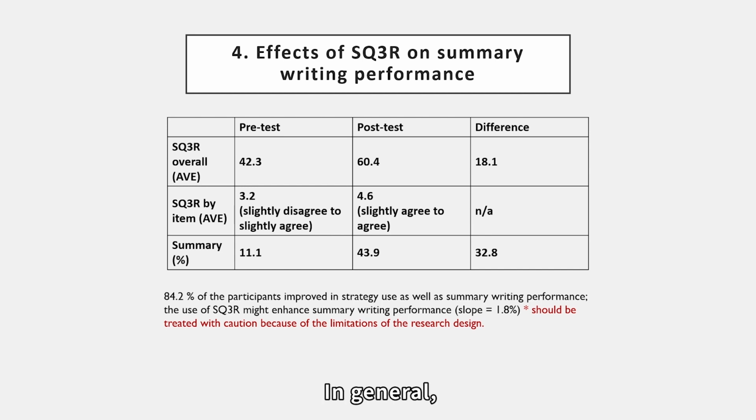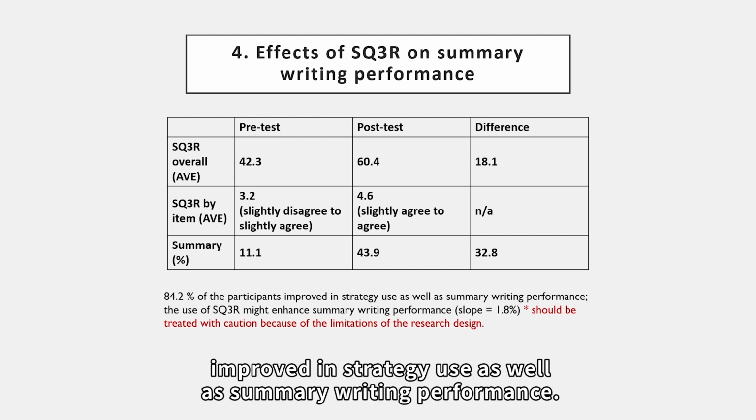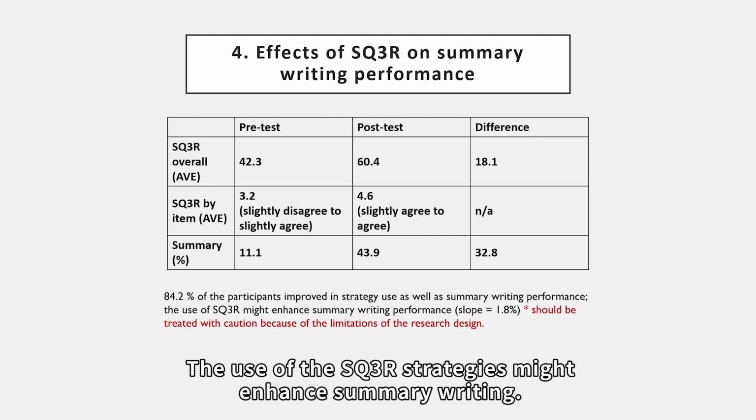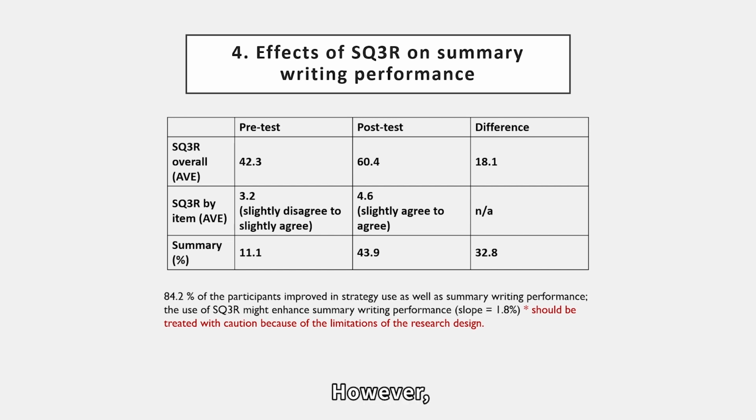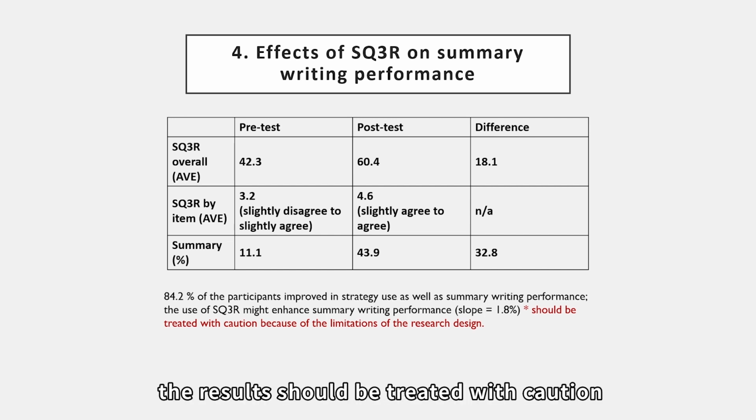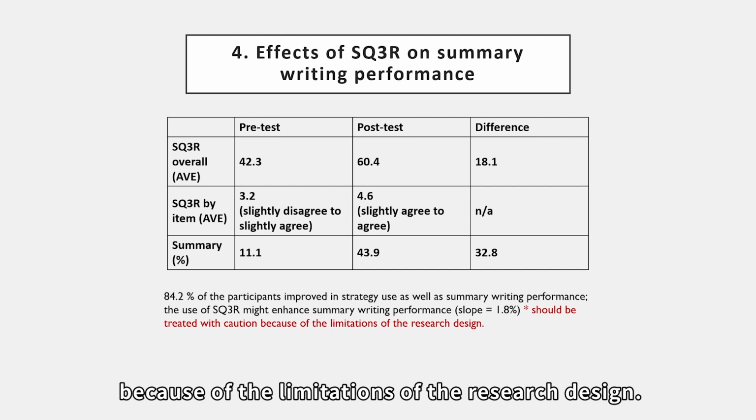In general, around 84% of the participants improved in strategy use as well as summary writing performance. The use of the SQ3R strategies might enhance summary writing. However, the results should be treated with caution because of the limitations of the research design.